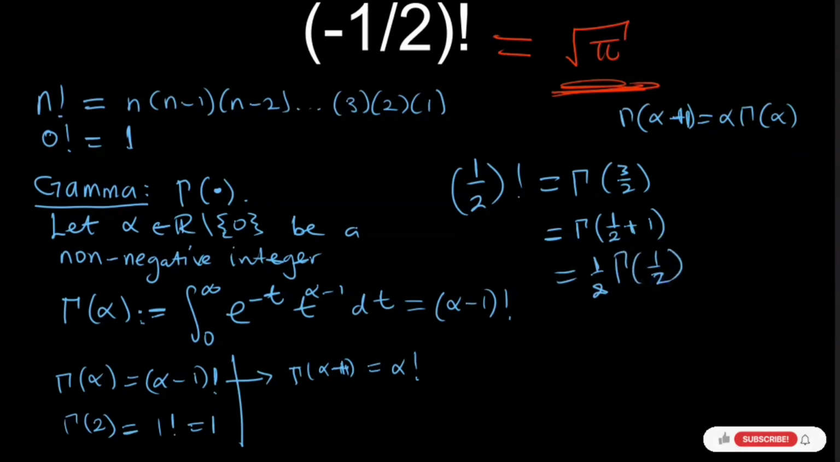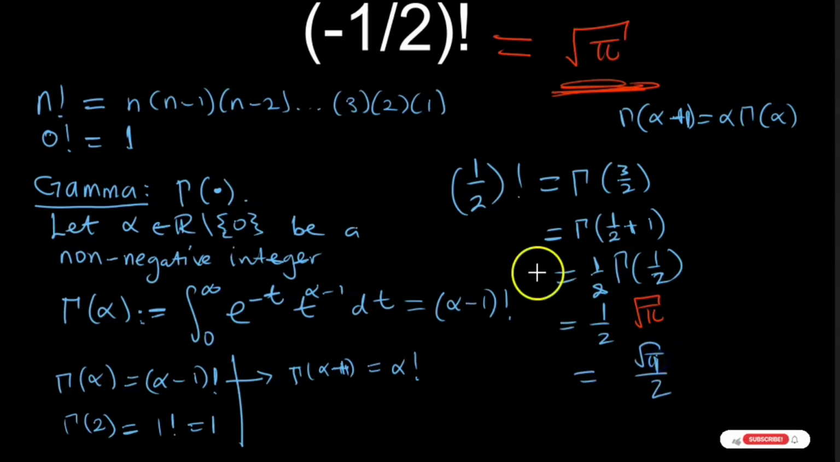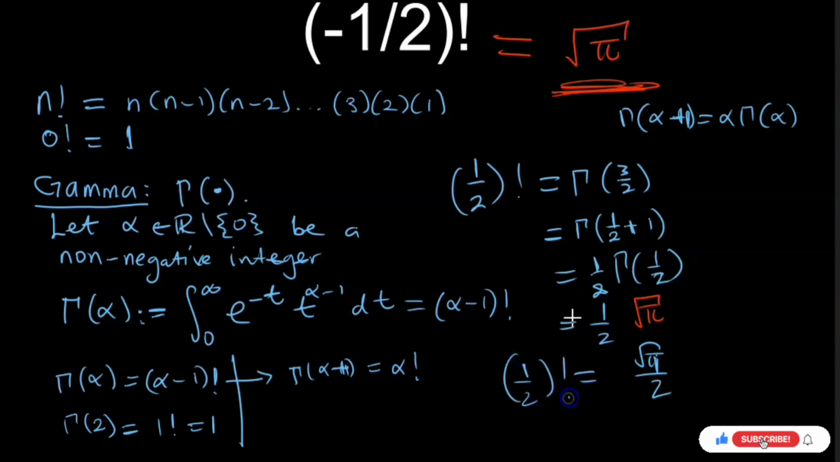But we know what gamma of 1/2 is. It is just square root of pi. So from there, this is going to be 1 over 2 times that, which just gives us square root of pi over 2. So that is gamma of 3/2, which is 1/2 factorial, is square root of pi over 2. Meanwhile, negative 1/2 factorial is square root of pi. You can use it to generate some other interesting results, and use them to trick your friends.